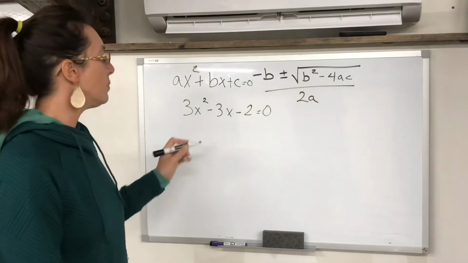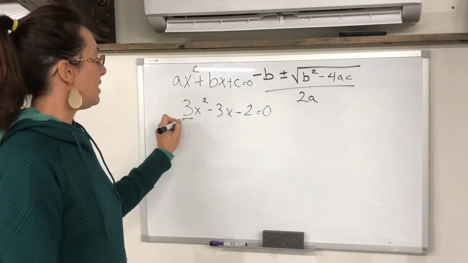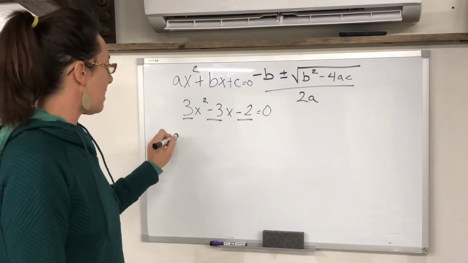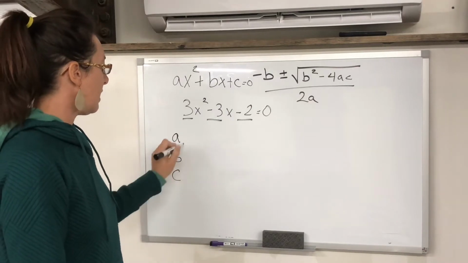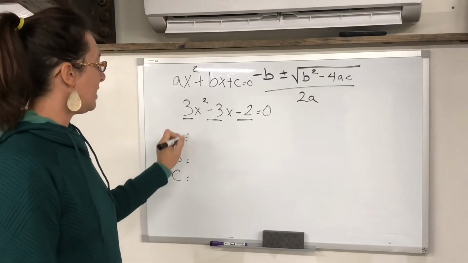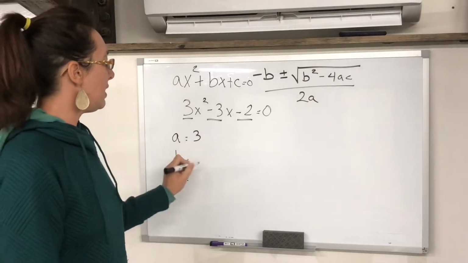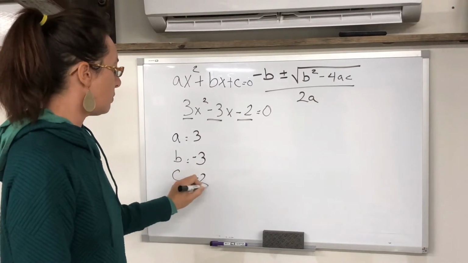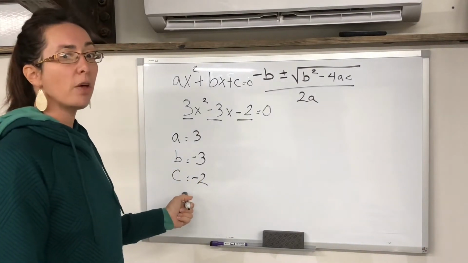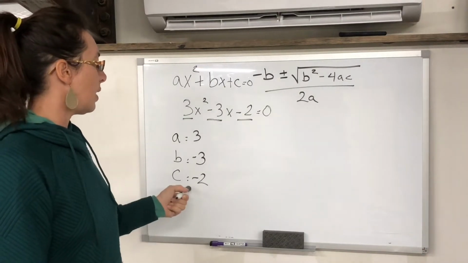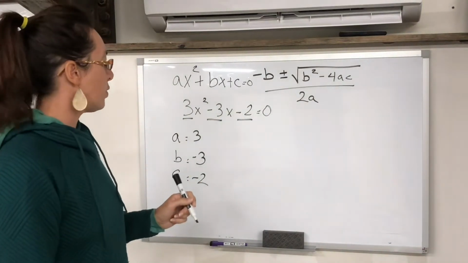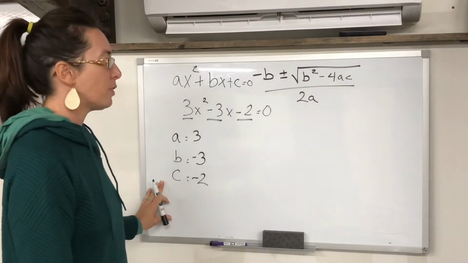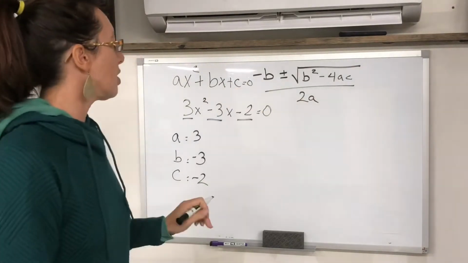So in this problem, we need to identify each of our variables. We have a, b, and c. a is going to be 3, b is -3, and c is -2. It's really important that those negatives follow us and that we're able to use them appropriately in the formula. Now that I have a, b, and c, it's basically plug and play to get our answer. We're going to start with -b.